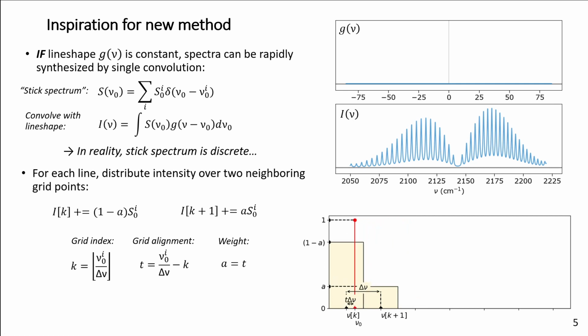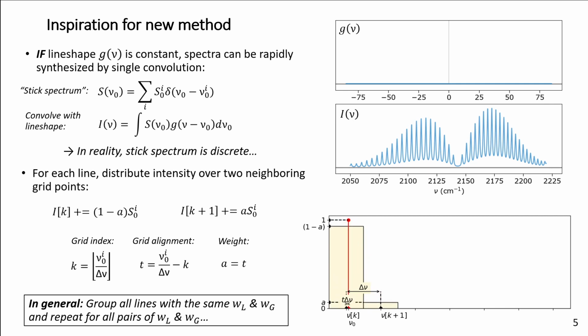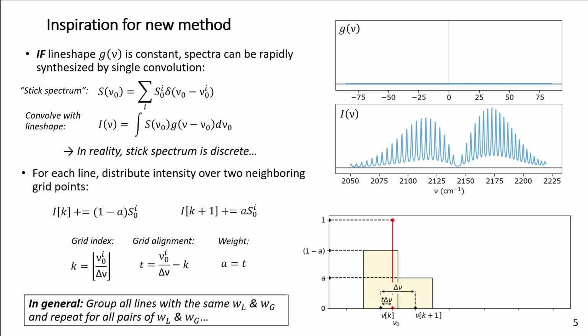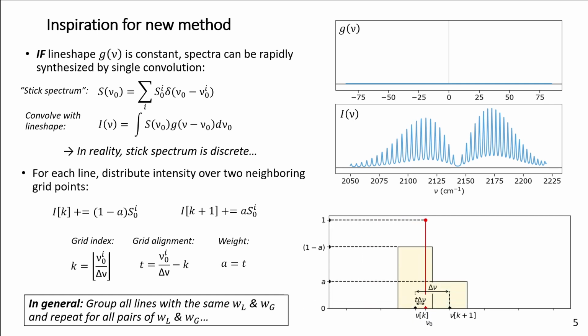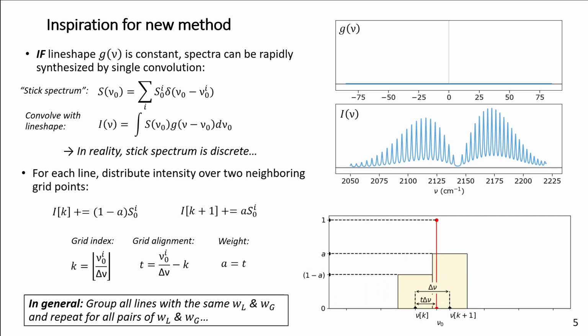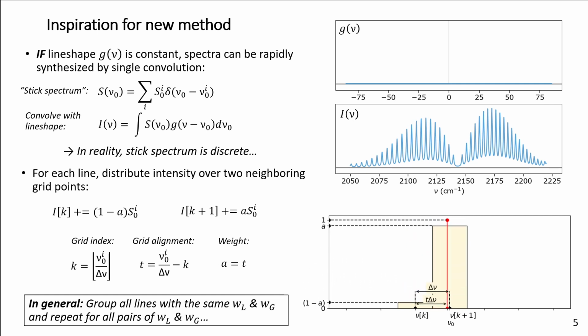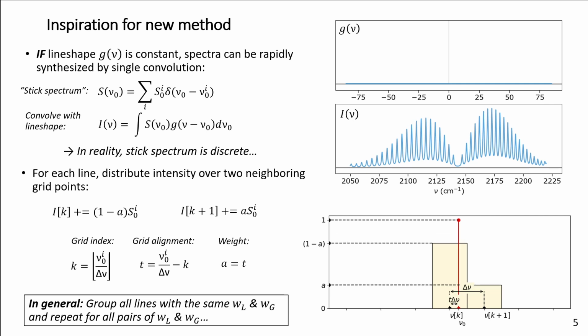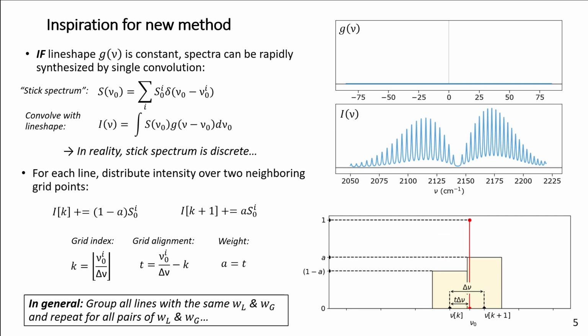Now, in principle, we could group all lines together that have the same Lorentzian width and Gaussian width and use this convolution method to calculate the spectrum, and then repeat that procedure for all pairs of Lorentzian and Gaussian widths in the line list. But there could be thousands of those pairs of Lorentzian and Gaussian widths, so this is definitely not going to be a very efficient way to process the lines.